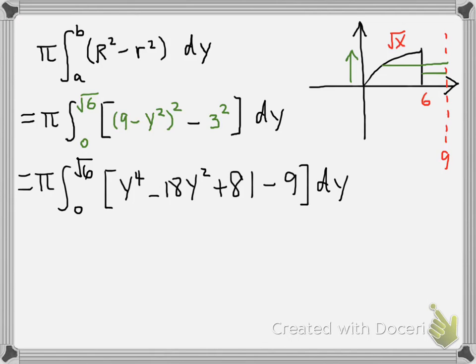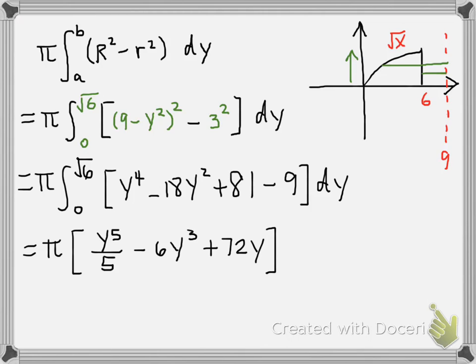Now this is a really simple integral. It's a polynomial, so you can use the power rule. So the antiderivative is y to the 5th power over 5, subtract y to the 3rd power over 3, but then you times 18, so you get 6y to the 3rd power. Plus 81 subtract 9 is 72, so 72y. And you have to evaluate from 0 to square root of 6.